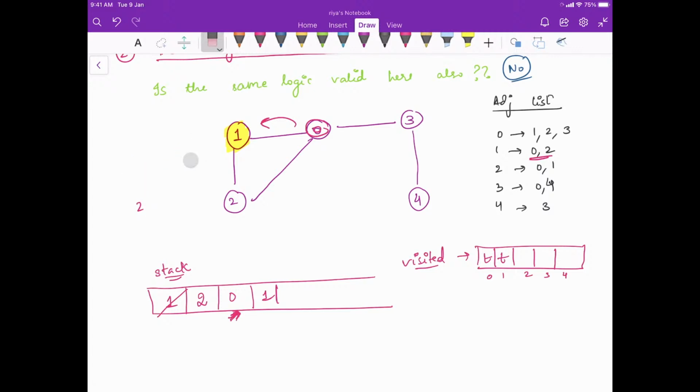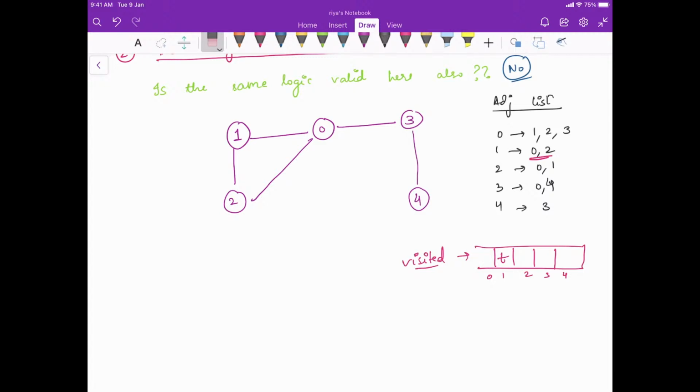Let's start from another node also. That will make the example a little bit more clear, I believe. Let's not start with this node, let's start with some other node. Let's say I start with 3 here. Now what will happen is, you have 3, you started your DFS traversal from 3. Now you removed 3 and you added its neighbors, that is 0 and 4, right?